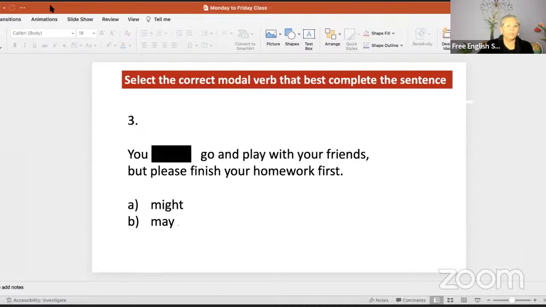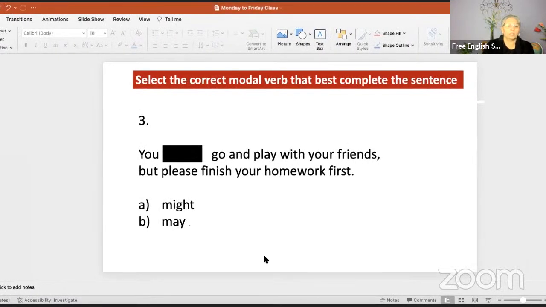The next one. You blank go and play with your friends, but please finish your homework first. Yes. So this one, might or may. You have two answer choices. So you need to pick one out of these two. So you see, when I speak the language, please try to repeat. So that's the way you can learn a lot of spoken language.